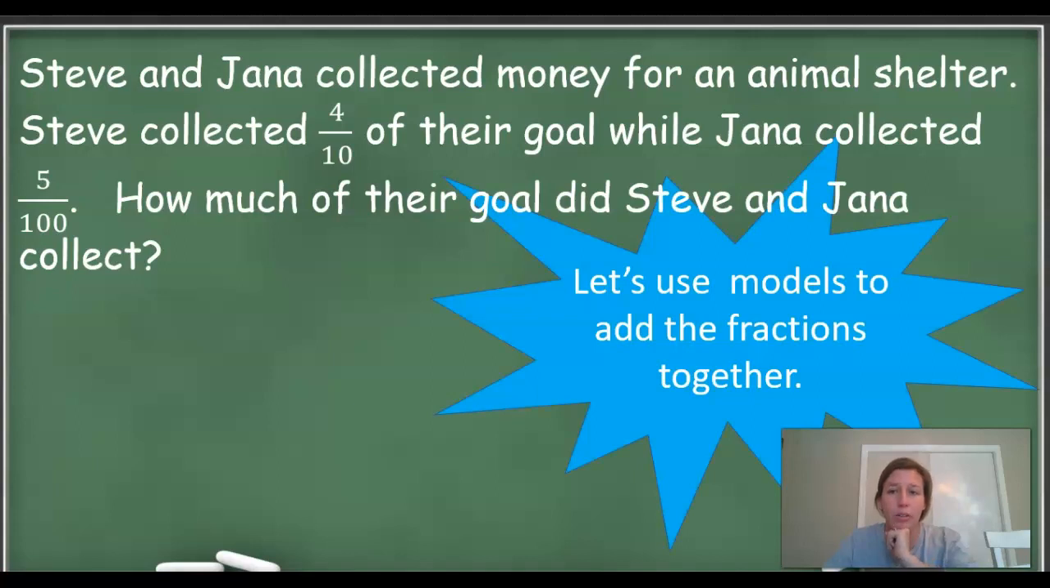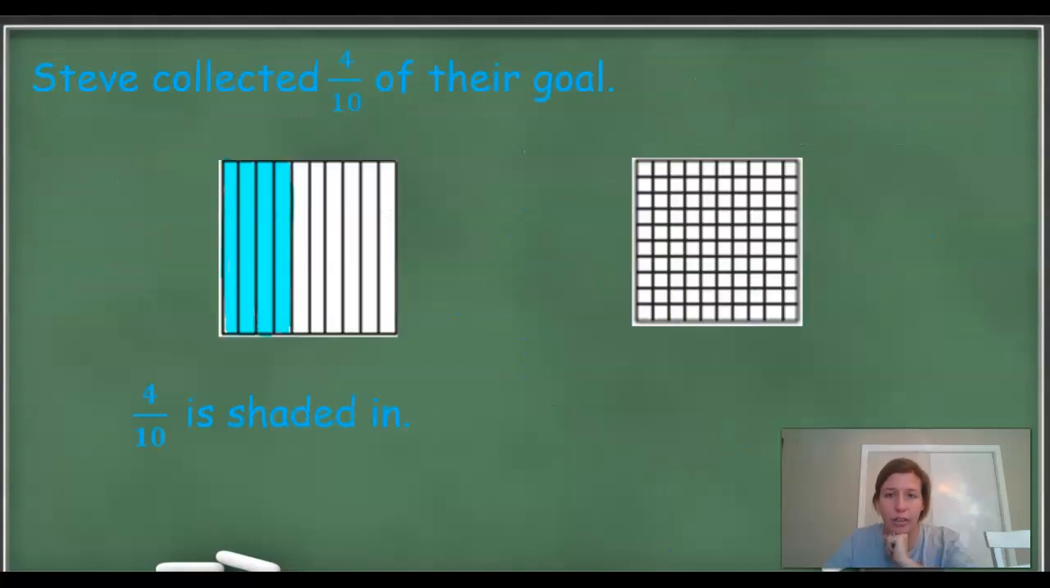Let's use models to help us add our fractions together. On your worksheet today, find the page that says Tuesday, adding tenths and hundredths. Right here for Steve, it should have a box with tenths. So go ahead and color in 4/10. This is what Steve collected. So you're coloring in 4 bars. 1, 2, 3, 4. 4 out of 10. This is how much he's collected.